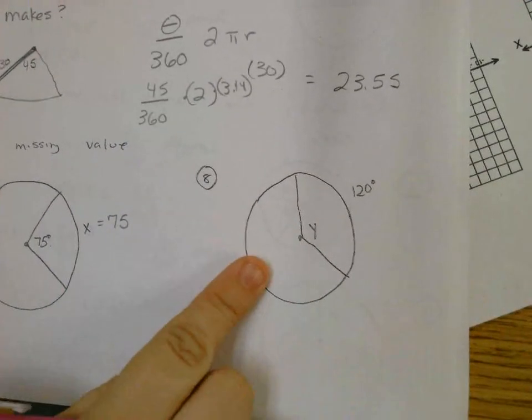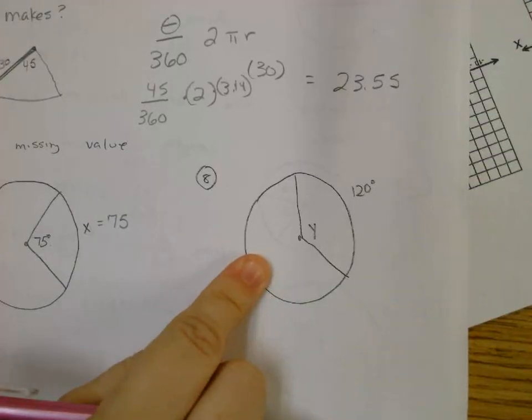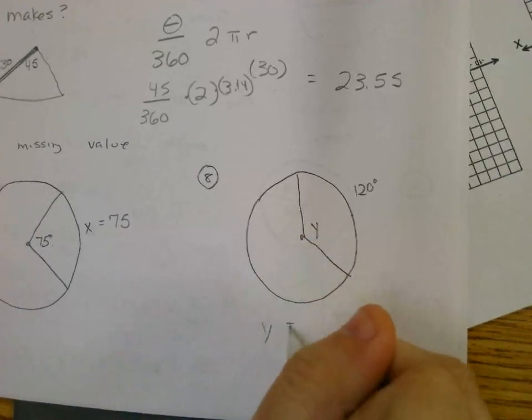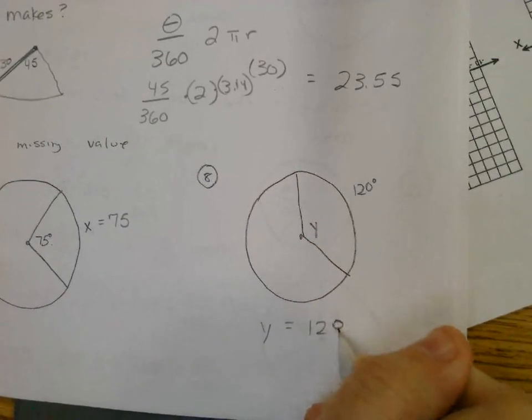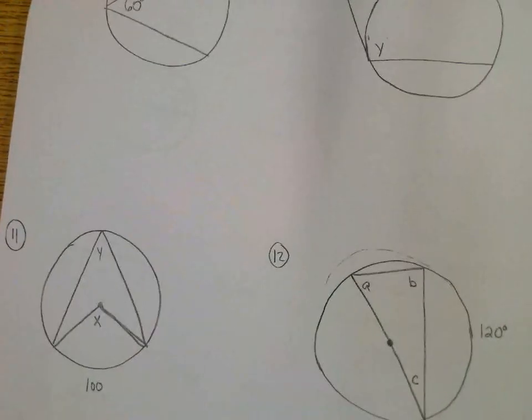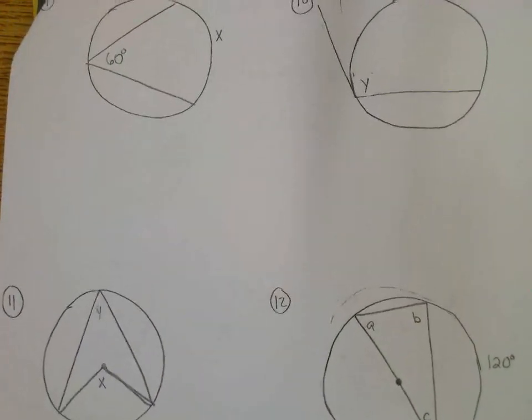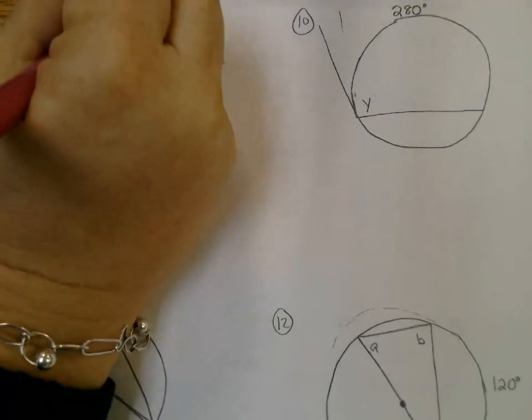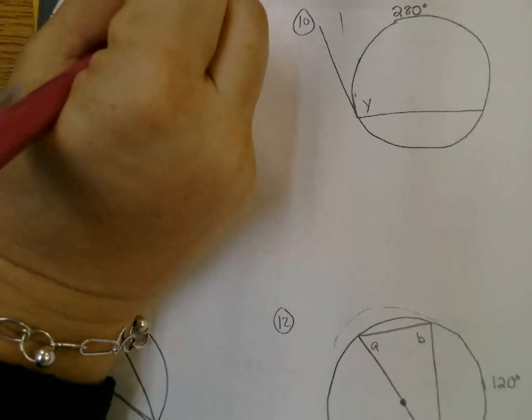Okay. This one, central or inscribed? Central. So if this is 120, what's going to be the measure of y? 120. Central angles equal their arcs. Number 9, central angle or inscribed? Inscribed.